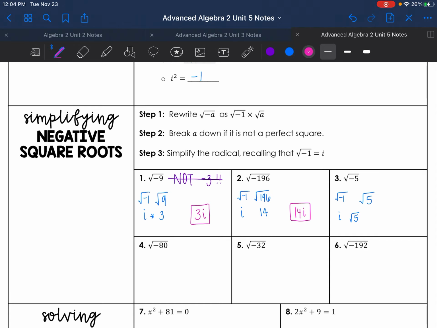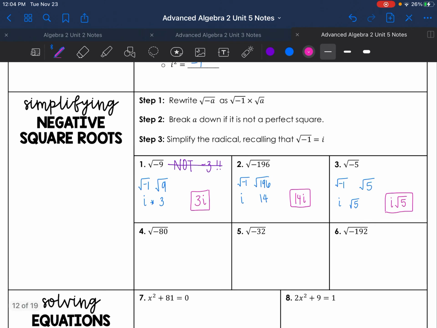Now when we have a radical, that always goes at the end. So the way I write this one is i square root of 5. If you have a number, that always goes first, then your i, and then your radical. Or if you have any combination of those, your number would always be in the front, then your i, then your radical.